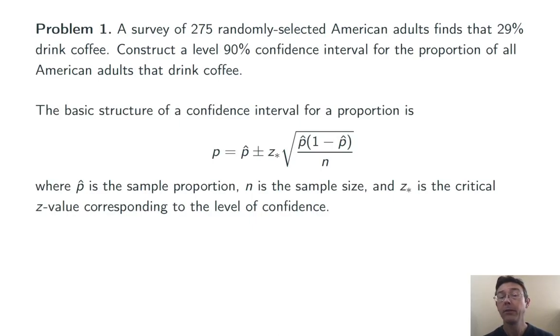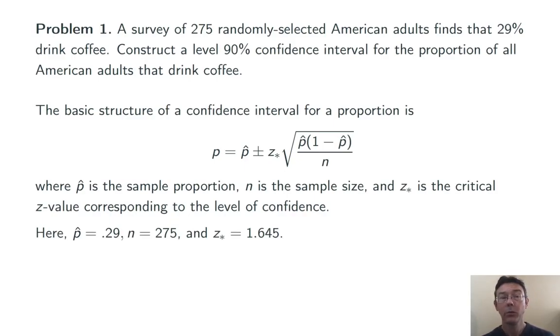So remember the basic structure for a confidence interval for a proportion. p equals p hat plus or minus z star square root p hat times 1 minus p hat over n, where p hat is the sample proportion, n is the sample size, and z star is the critical z value corresponding to the level of confidence. And of course, p is the population proportion that we're trying to estimate.